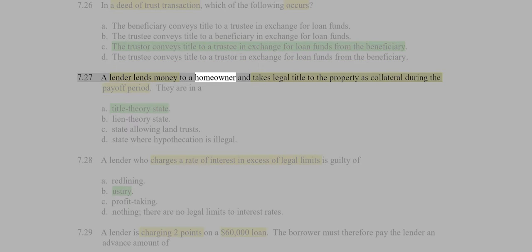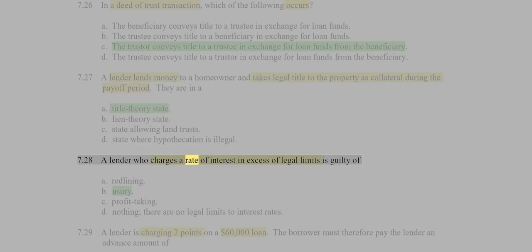7.27 A lender lends money to a homeowner and takes legal title to the property as collateral during the payoff period. They are in A. Title theory state. B. Lien theory state. C. State allowing land trusts. D. State where hypothecation is illegal.